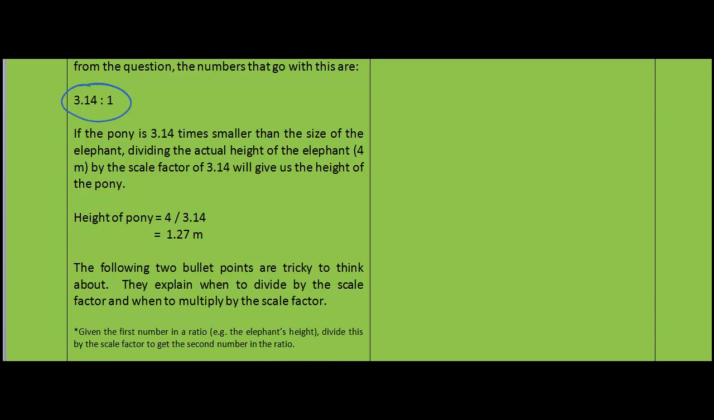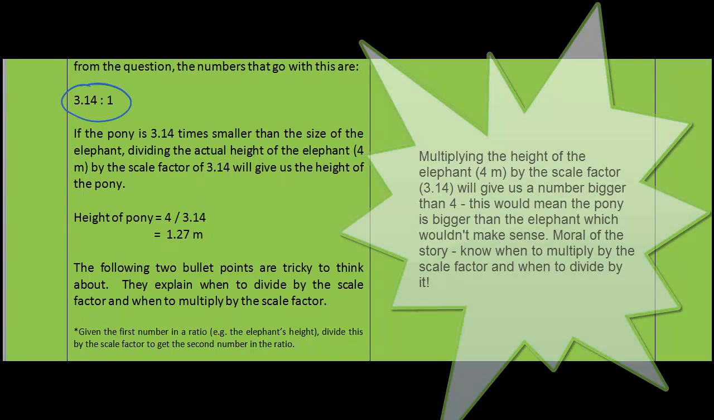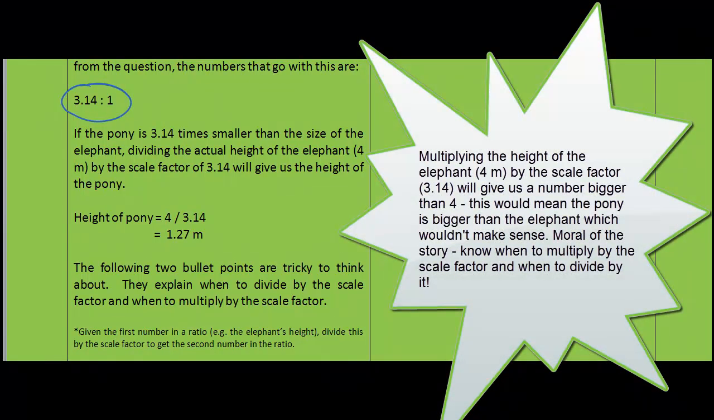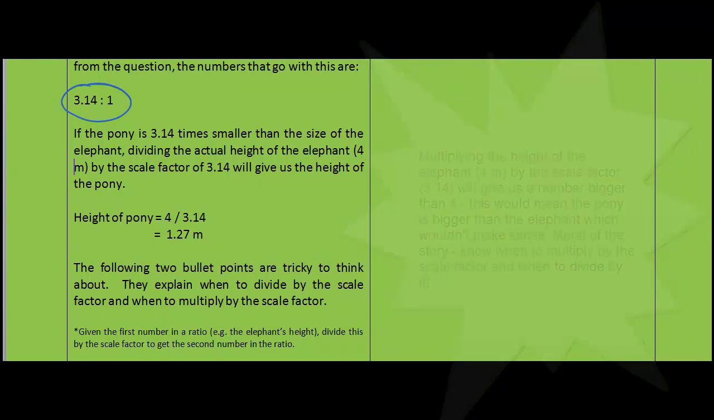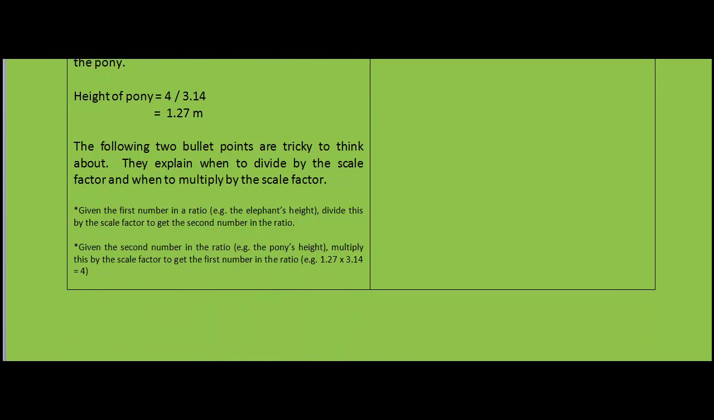If the pony is 3.14 times smaller than the size of the elephant, dividing the actual height of the elephant, which is 4 meters, by the scale factor of 3.14 will give us the height of the pony. So we can write down the height of the pony is equal to 4 divided by 3.14, which is equal to 1.27. This tells us that the height of the pony is 1.27 meters.